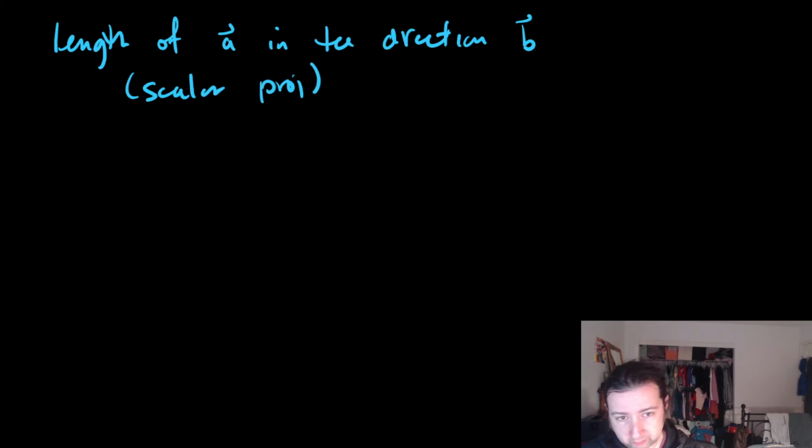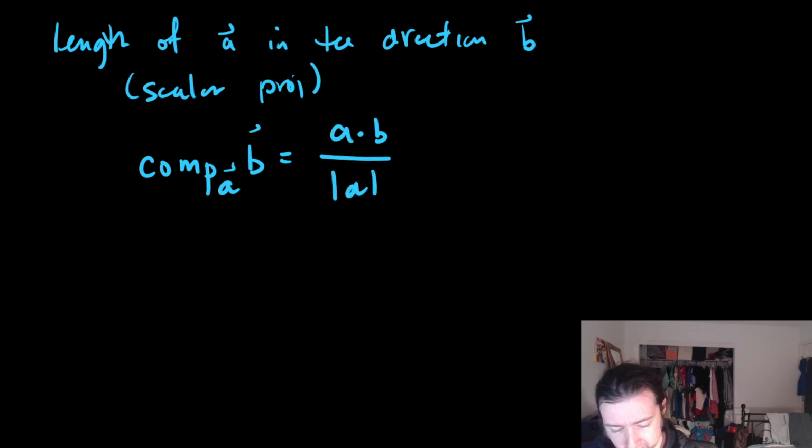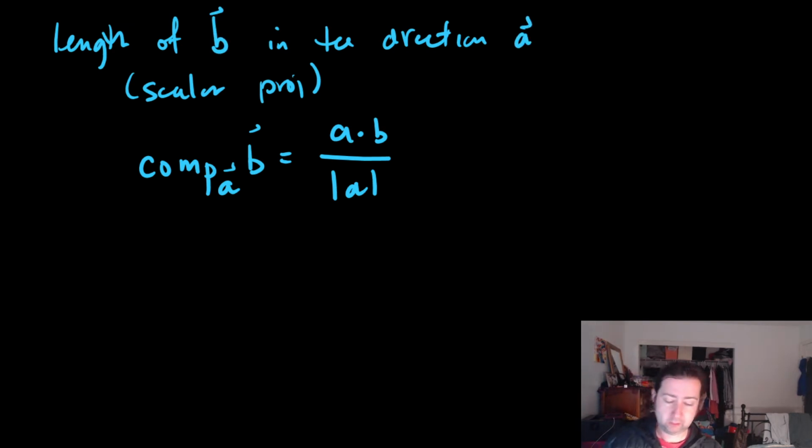is given by the formula, I have no idea why they're using the word comp, comp A onto B, is the dot product of the two vectors, which in some sense captures the angle between them, and then we divide by the length of A. I have this backwards. This is B onto A. So basically what's going on here is we've made A into a unit vector, and then we've stretched B out with enough copies of A so that we pick up the correct direction.